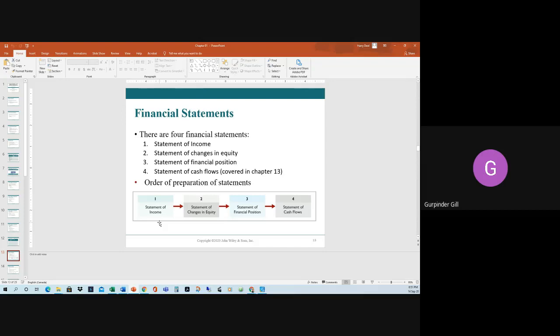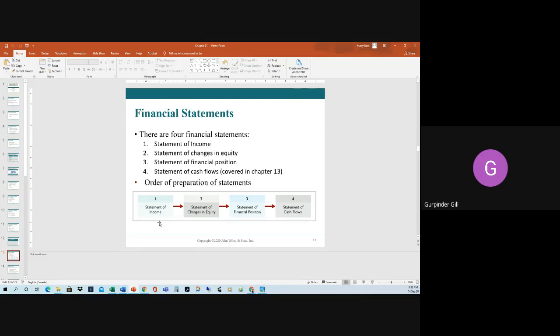All right, so jumping into our financial statements. These are the 4 types of financial statements that we will be referring to on and off. There is a statement of income, a statement of changes in equity, and a statement of financial position. The 4th one is your statement of cash flow. We will discuss this in much more detail in chapter 13, which is towards the end of your course.